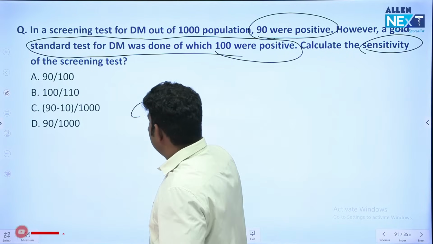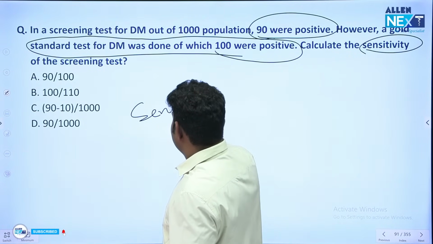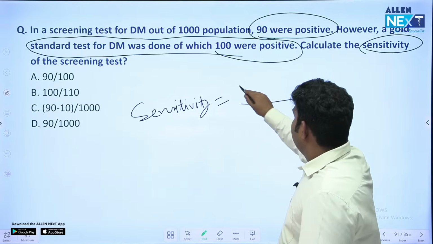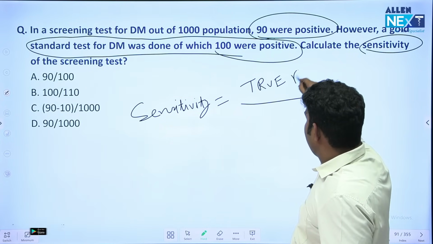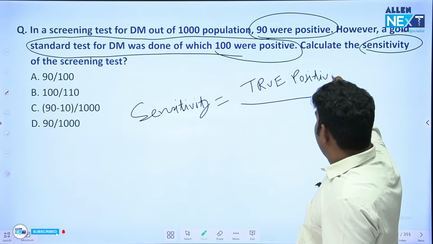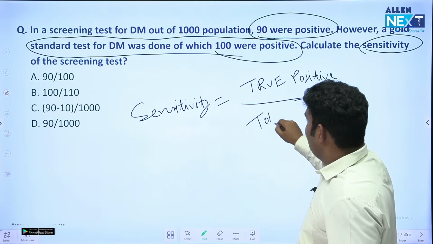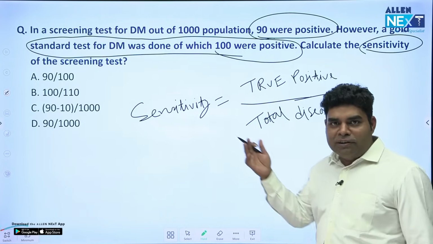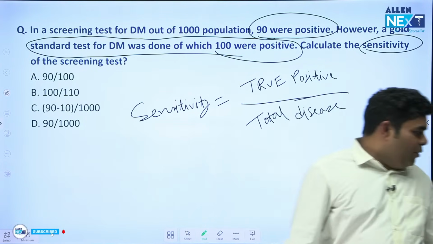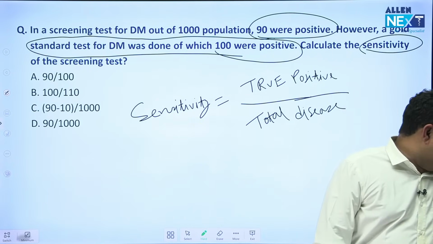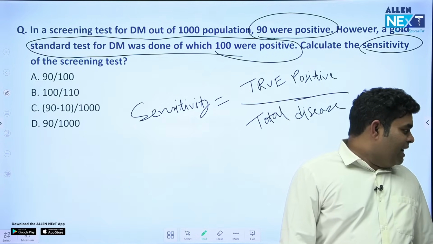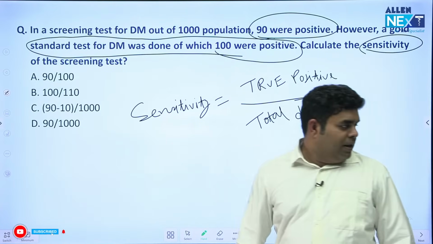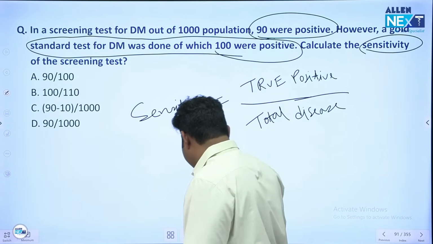See, the definition of sensitivity is that sensitivity means true positive out of total disease. Out of all the people who were sick, how many were correctly caught: true positive by total disease. Now in this question, all of you are writing C, C, C, C, C. Mostly the answer is coming C. Some are saying A. Okay.